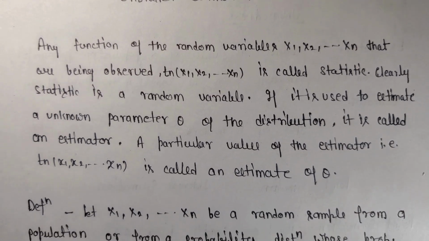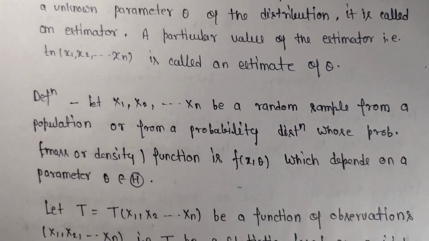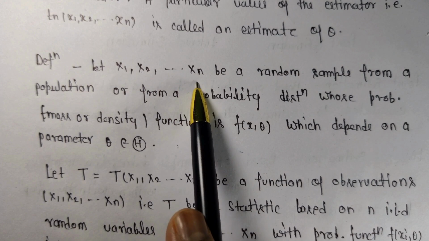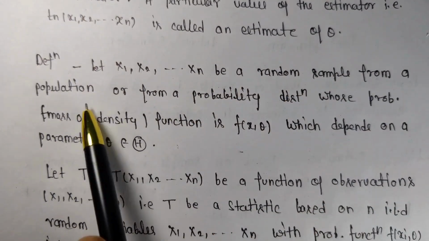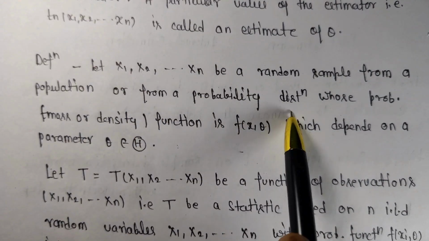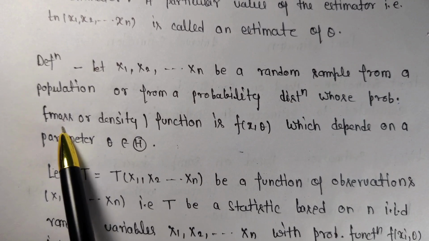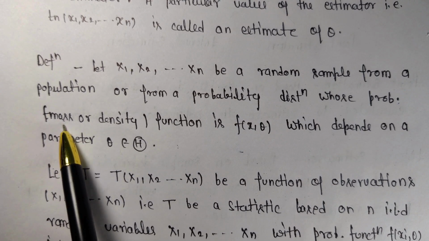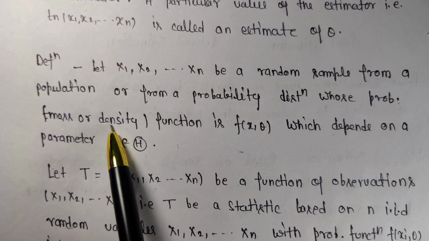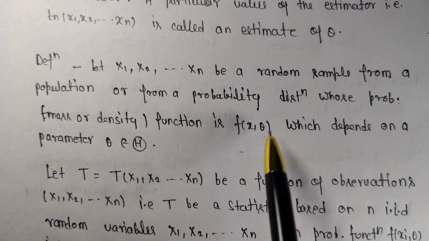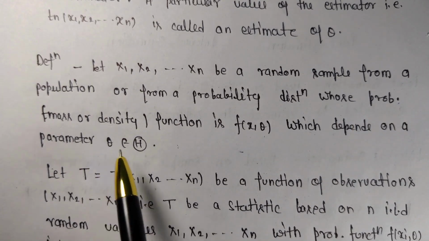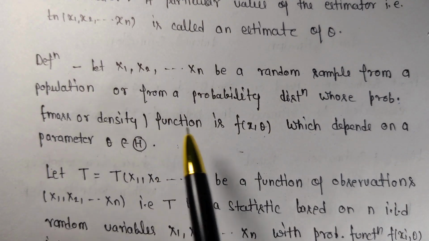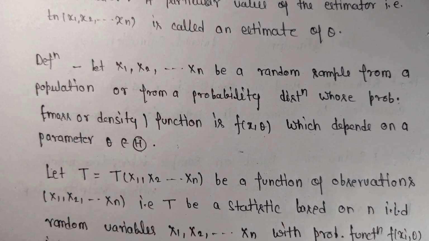Now come to the definition of unbiased estimator. Now you can see here, let x1, x2 and so on up to xn be a random sample from a population or from a probability distribution whose probability, either mass or density, that means if we have a discrete random variable, then consider the mass function, and if we have a continuous random variable, consider the density function, is f(x, theta), which depends on a parameter theta, and theta belongs to the parameter space. Okay, so these are the basic things which I have considered here.